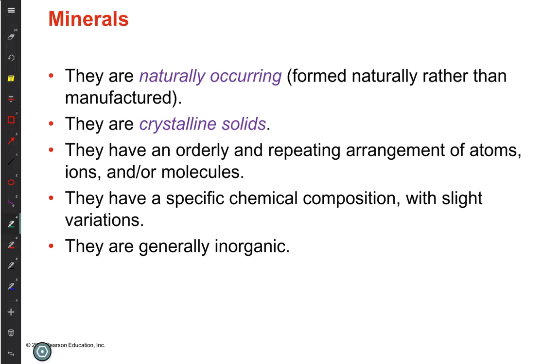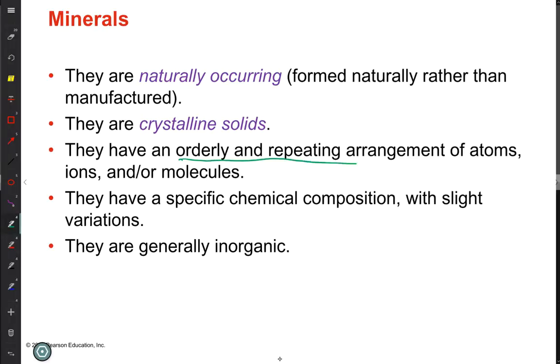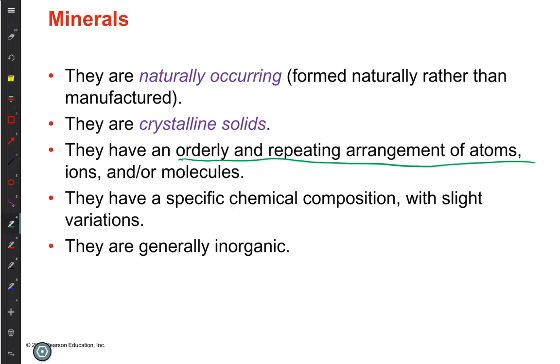Minerals are crystalline solids that occur naturally. So crystalline, what does crystalline mean? Okay, something's crystallized. Very good. Crystalline means you have an orderly and repeating arrangement of atoms. So if you have an orderly and repeating arrangement of atoms, it's a crystal.